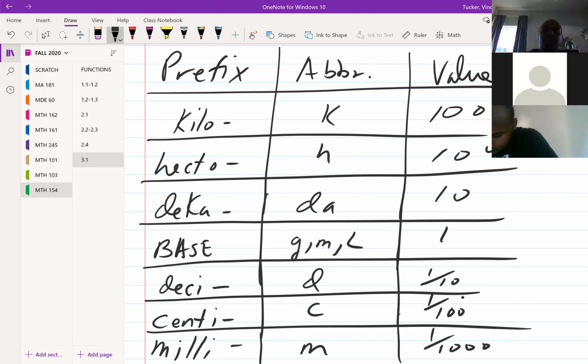Abbreviations: K, H, DA for deca, and like I said, G, M, L for your bases, depending on what you're measuring. D, C, and M. And so any one of those abbreviations can go in front of any of your bases. Once again, I'll show you that after we finish talking about the chart. Then you see your values: 1,000, 100, 10, 1, 1/10, 1/100th, and 1/1000. So, like I said, it can get a lot larger than kilo. Most of you have had experience with that already when you talk about gigabytes and megabytes and all the good stuff like that. Then it can get very small, like nano and pico.